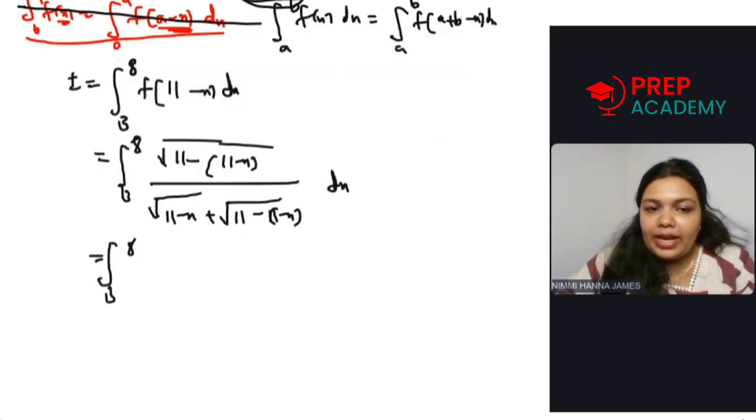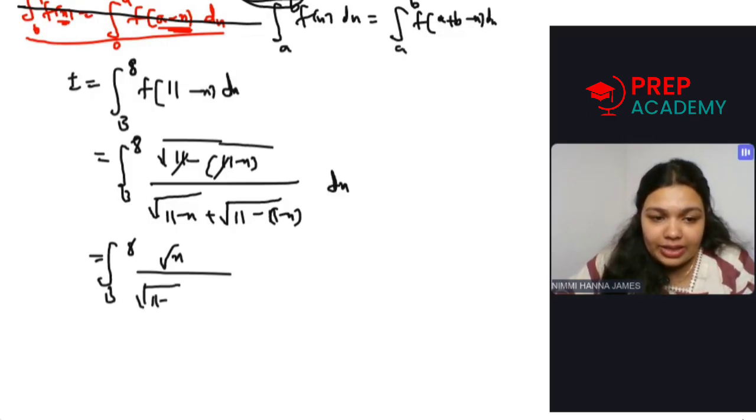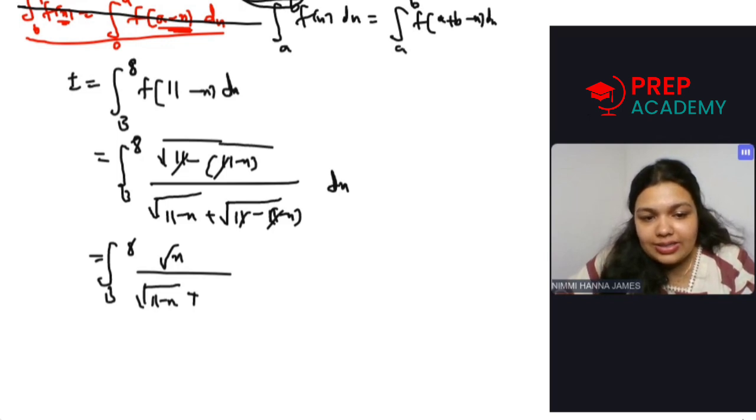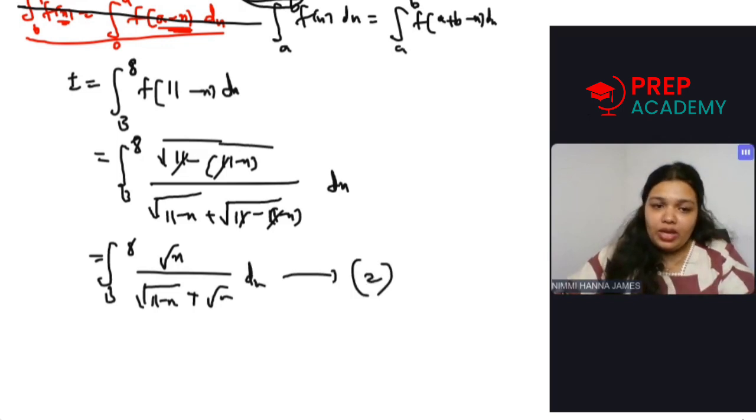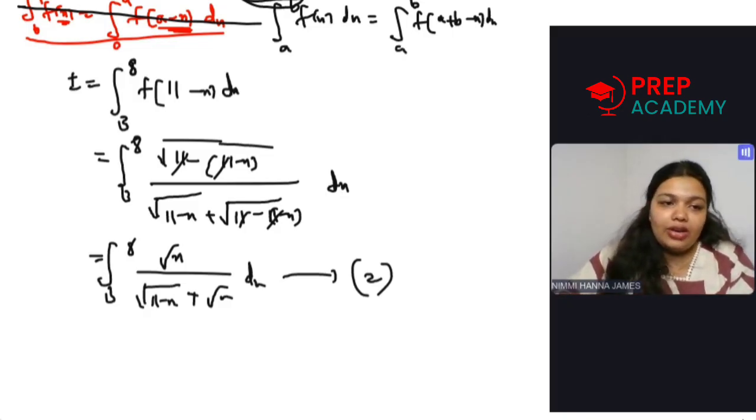Here, when we open the bracket, 11 and 11 will get cancelled. The remaining is only root x. This remains the same, root of 11 minus x, plus here also 11 and 11 will get cancelled, so the next is only root x. So this is equation number 2. Now what we are going to do is add these equations: equation number 1 plus equation number 2.